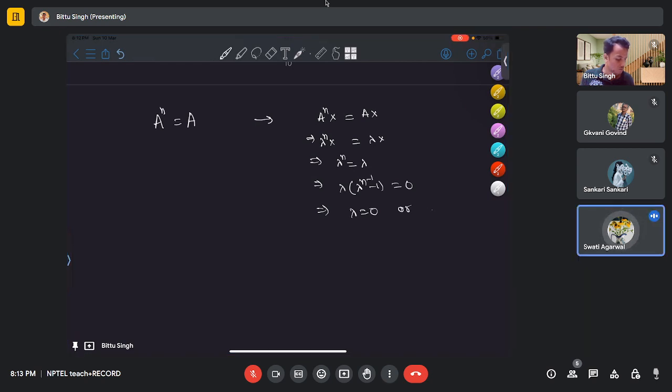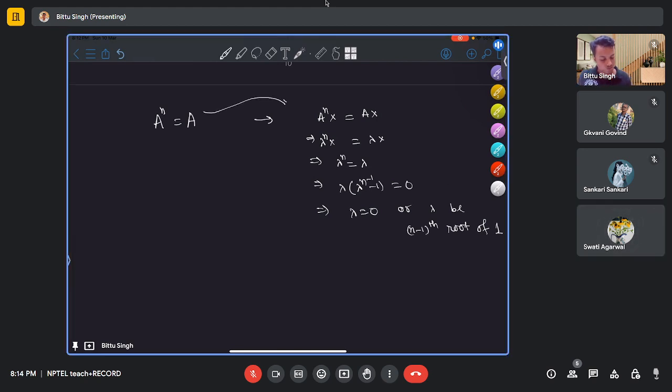Sir, in the first line we have A raised to n x is equal to Ax. Can you please help me understand? Is it that we have written Ax is equal to A raised to n because A is equal to A raised to n? From this, we have used this fact. This is actually given.